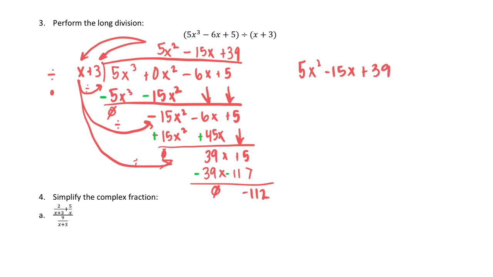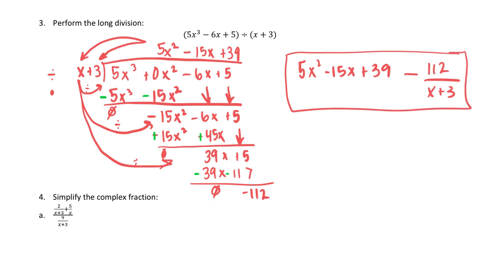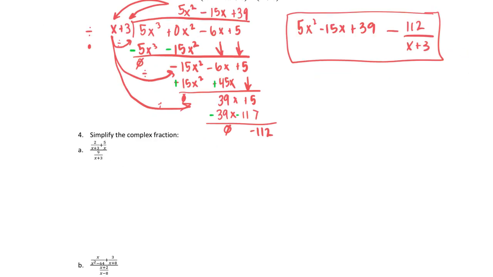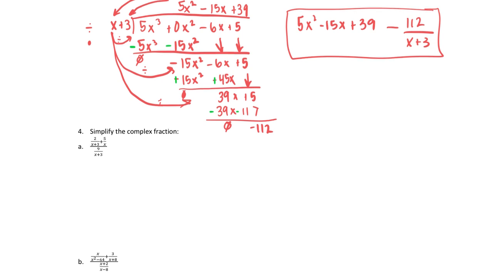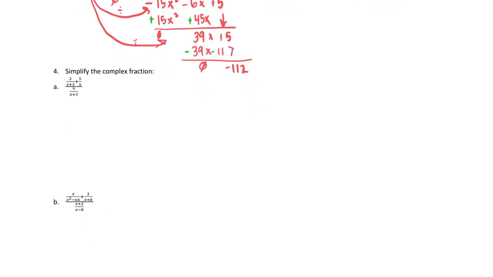But then I have a remainder of negative 112. So I'm going to go minus 112 over whatever my divisor was. Or you can go plus negative 112. That's fine. It's the same thing. So we've got our answer. Okay, there's our division. The next question is simplifying a complex fraction.